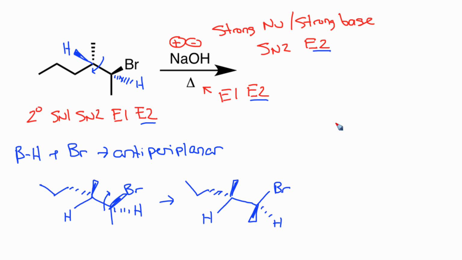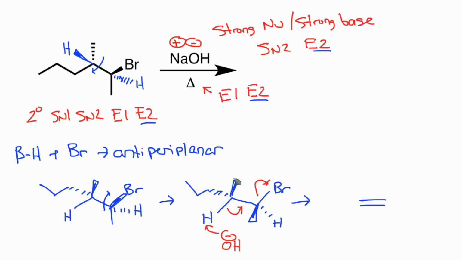Okay, from here, we can do our elimination using our base hydroxide. The H and the Br are lined up anti-periplanar. We'll eliminate. We get our alkene. Now we can use our relative stereochemistry here to figure out the stereochemistry of the double bond.